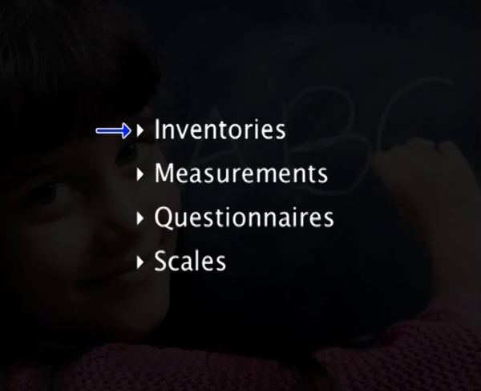Psychological tests are mostly objective and quantifiable. However, certain projective tests may involve some level of subjective interpretation, like inventories, measurements, questionnaires, and scales. They come in a variety of formats including written, verbal, and computer administered.